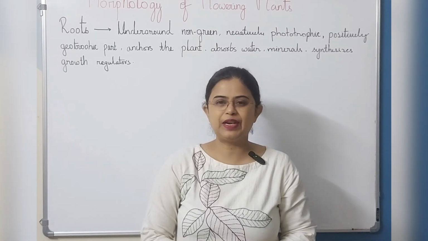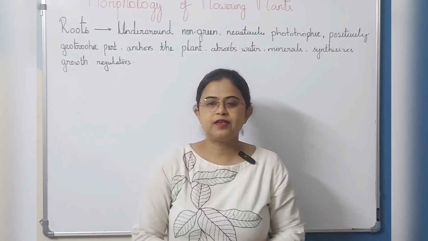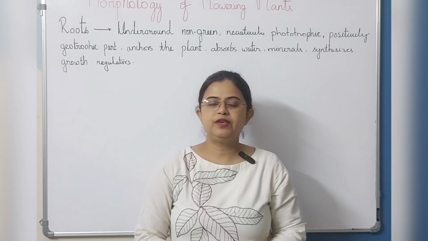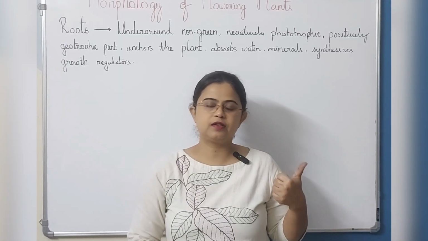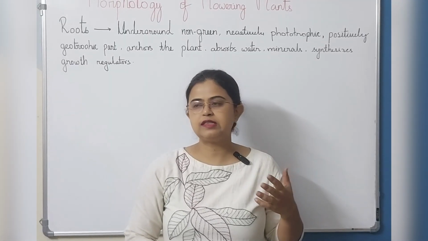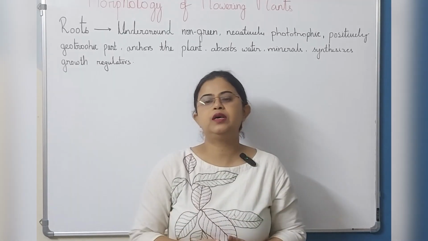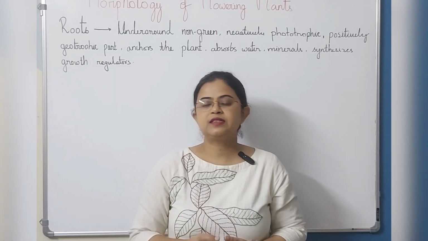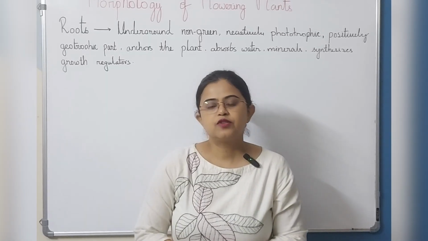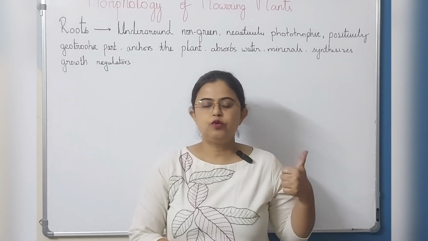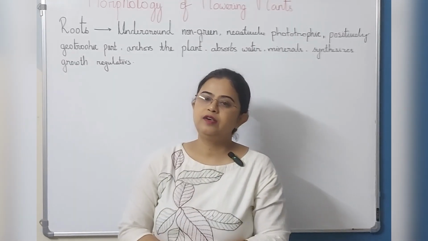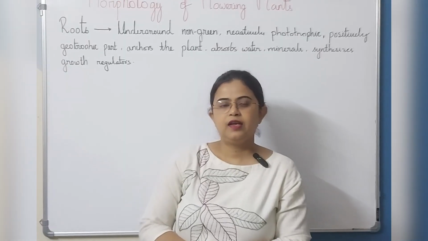Hello students, welcome back. So today's chapter is Morphology of Flowering Plants. In this chapter we will be studying the structure of root, stem, leaf, flower, inflorescences, how to write a floral formula, and then some families and modifications of root, stem and leaf. First I'll be teaching you roots, stem, leaf, their modifications, and then I'll move to the flower part. So let's begin.